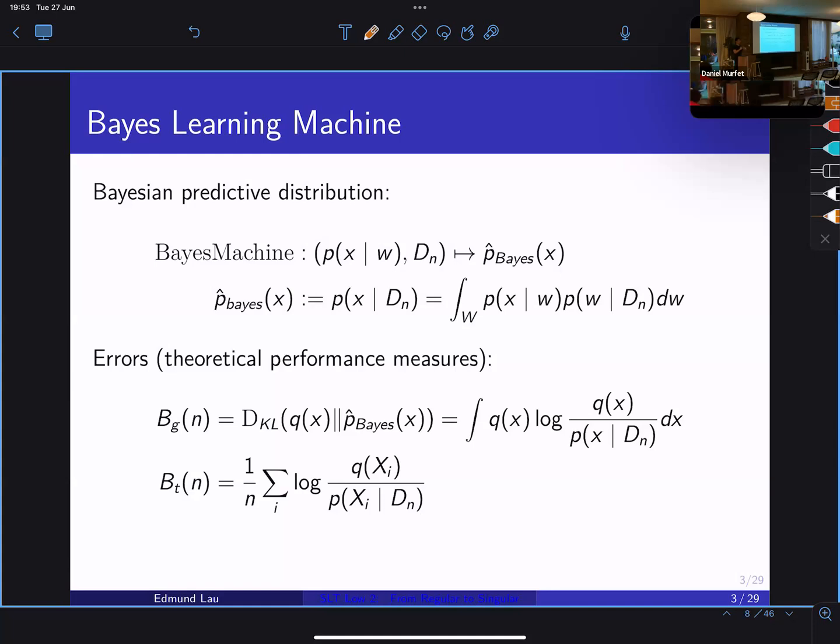So error or performance measure is, as always, how far away in KL divergence the thing that the learning machine produces, the thing that is making predictions, is from the true distribution. Again, everything on the slide that involves Q is a theoretical quantity. It's a theoretical analysis of how good something is. It's comparing to Q, which we don't usually have. If we have that, we don't need learning. Okay, so there is a Bayes generalization error, BG, and then there's a Bayes training error, which is just replacing the expectation over Q by the data average. We won't touch on this much.